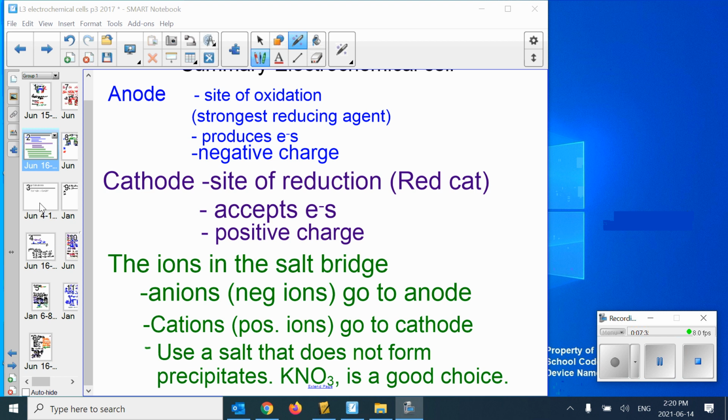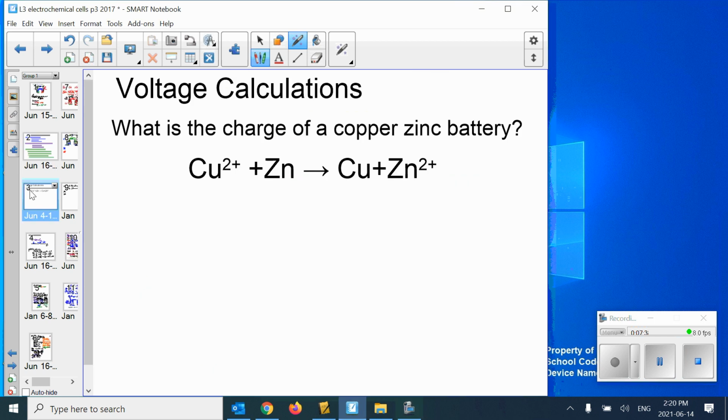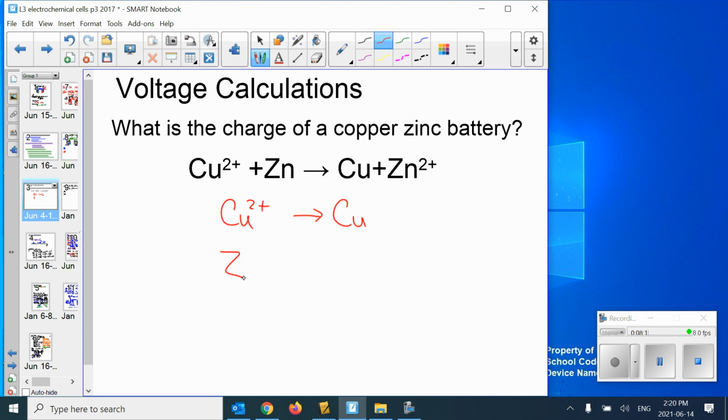Now, let's figure out the charge of that copper zinc battery, and this is the work we need. So, this is a very simple redox equation, so we use the same steps. The first thing that we do is separate it into two half reactions. And I think after doing the balancing, half reactions are a lot tougher than this. This will be easy. So I've got the copper ion, one copper. I've got the zinc, one's the zinc ion.